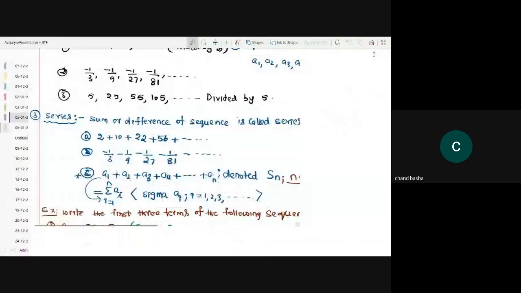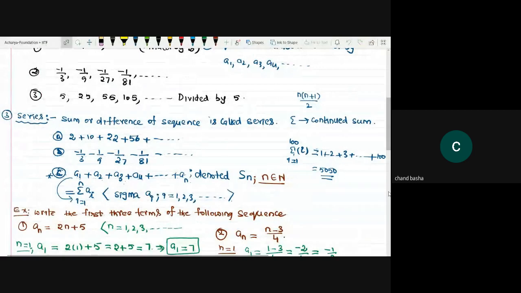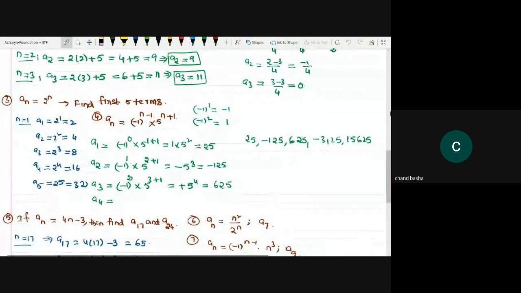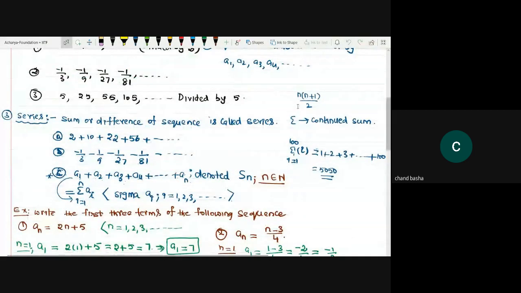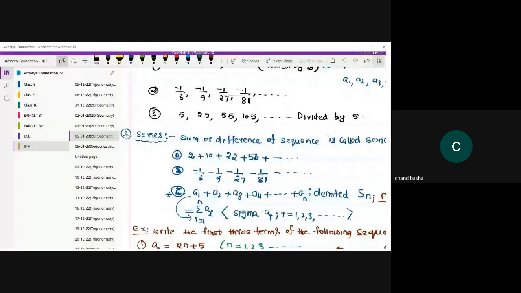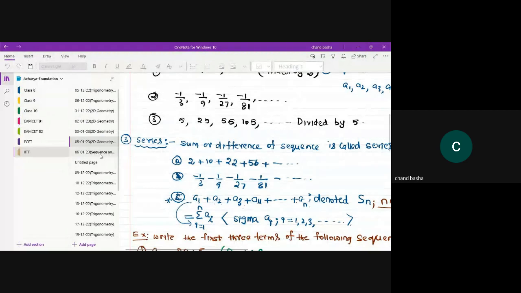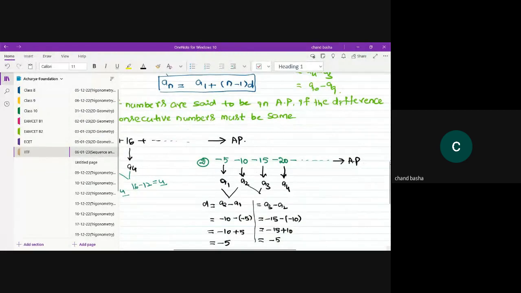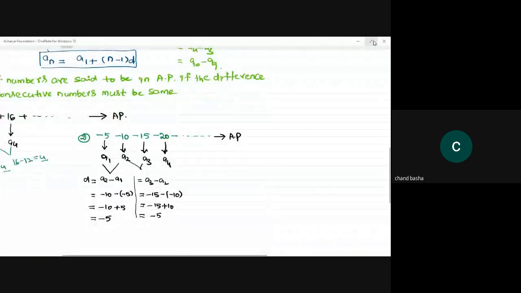Let us see here. Here the difference is not fixed. The difference is not common. As we are taking the examples 2, 10, 22, 56 and so on, if you take their differences, they are not fixed. So that is the difference between the sequence and the series. Now we are in arithmetic progression. The arithmetic progression can be defined by making use of the common difference formula, that is the D value, guys.